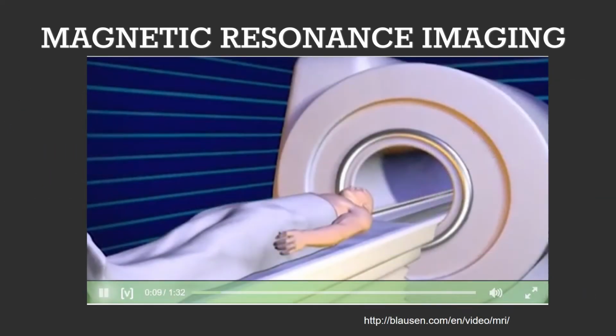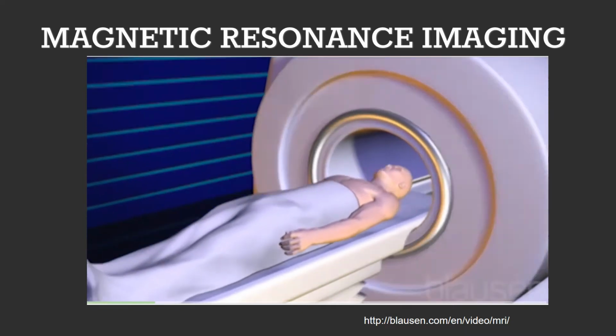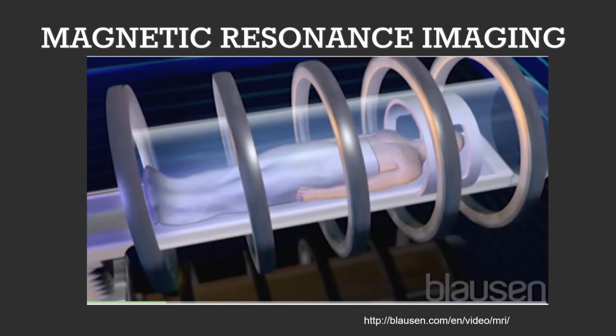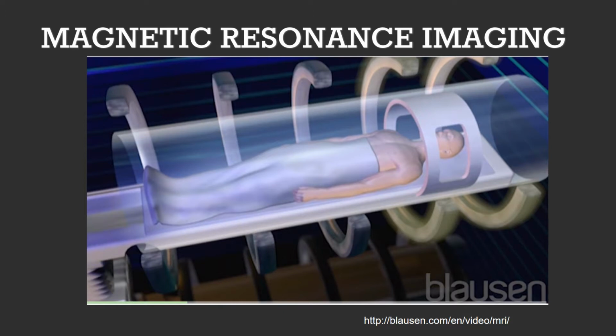So the patient is placed on the retractable platform that moves to the center of the machine. The magnetic field is produced through the use of wire coils. Other coils are sometimes placed around the part of the body being imaged. The magnetic field runs down the center of the tube. The coils also produce and receive the radio wave signals used to detect the hydrogen energy.